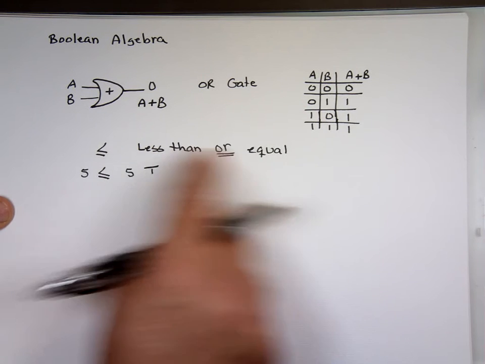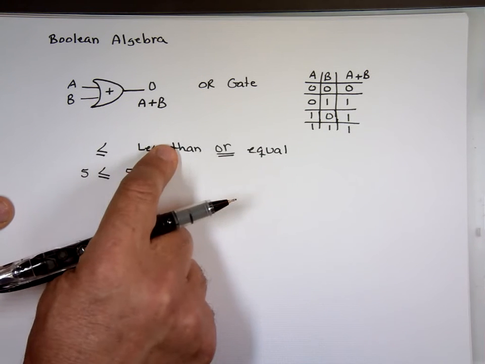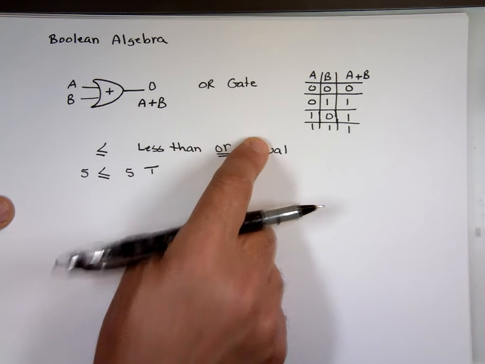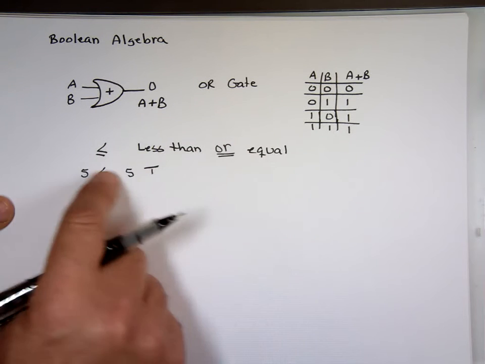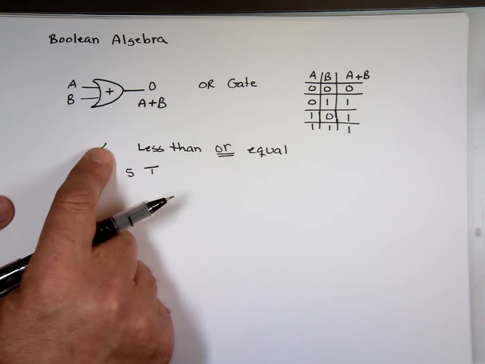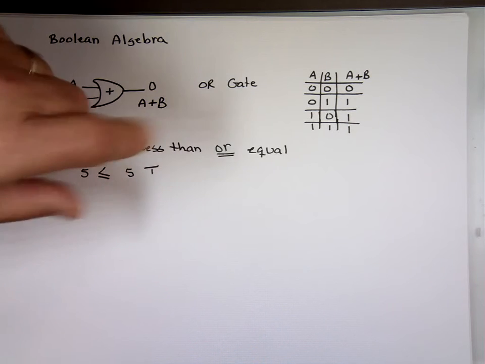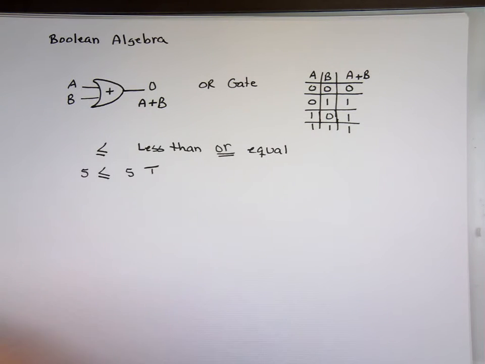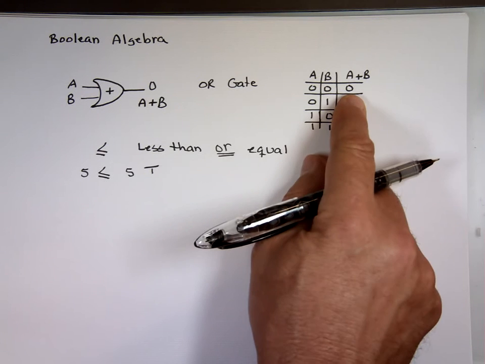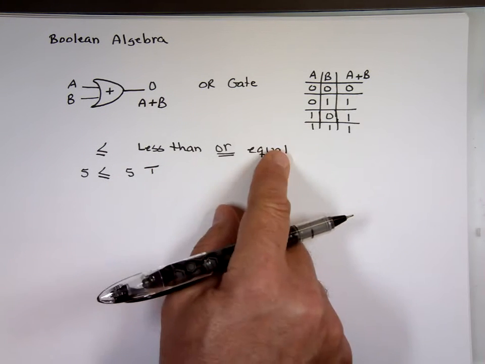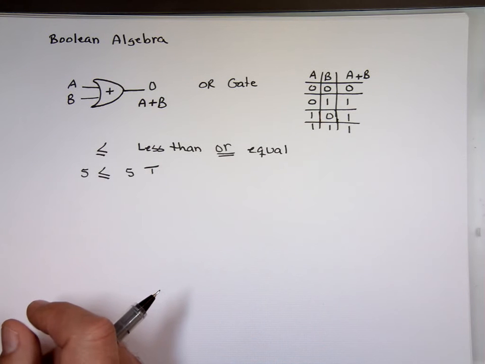So for this to be false, that means this has to be false, and that one has to be false. Once one of them is true, the result of this is what? True, and that's what this one is telling you. Once one of the inputs is 1, which means true, the result of that is 1. The only way to get a false statement, both have to be false at the same time. Both have to be 0 at the same time.